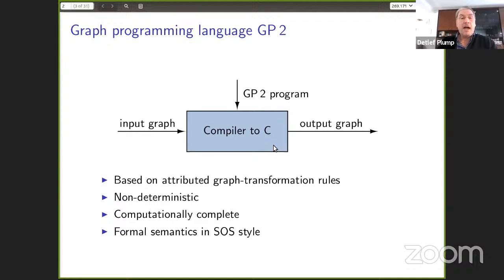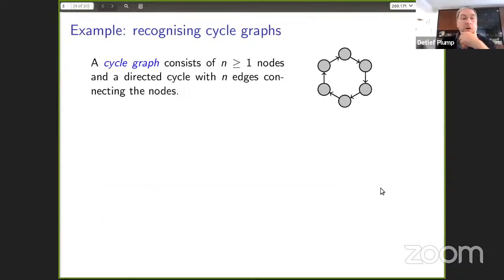Okay, so as I said, let's go into an example rather than talking too long about the language. Here's an example of a problem: language recognition. We want to recognize a certain type of graphs, namely what we call cycle graphs. You see the picture here. It's any number n, at least one, of nodes, which are all connected by a directed cycle. So n edges, nothing else, just the cycle. That's what we call a cycle graph.